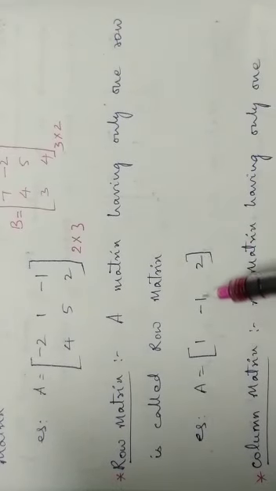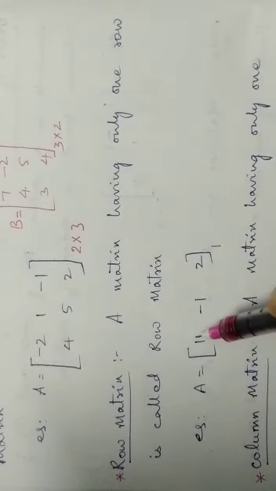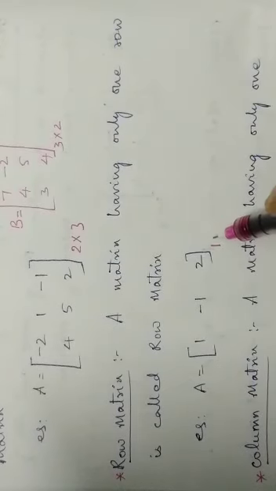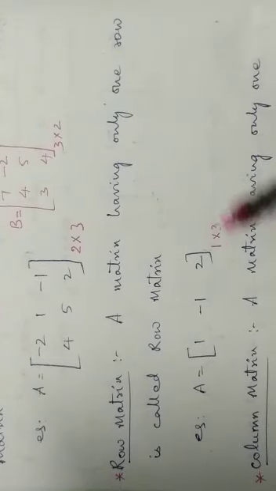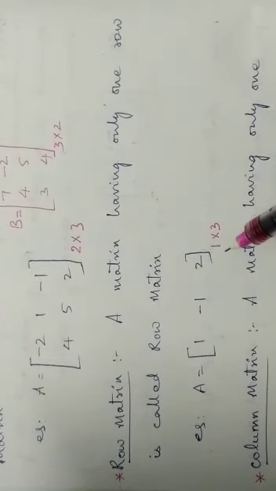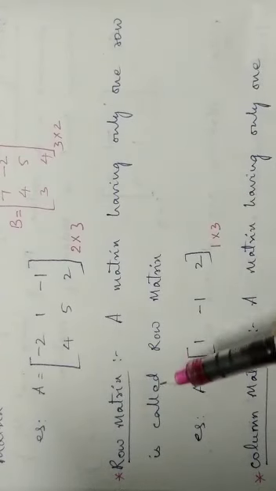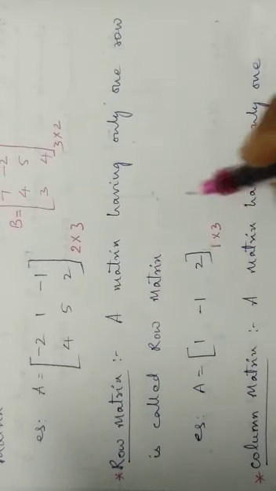How many rows? Only 1 row. How many columns are there? You may have any number of columns. In this example, there are 3 columns. The restriction is only on row. It contains only 1 row. It may have any number of columns. Such matrix is called row matrix.